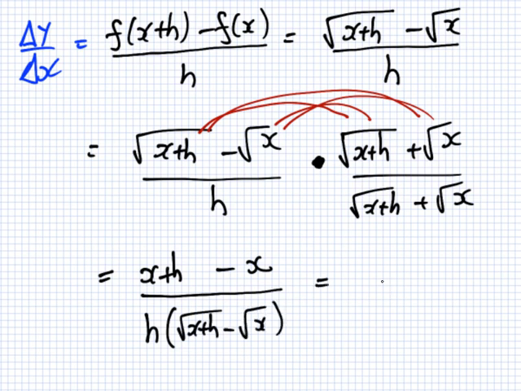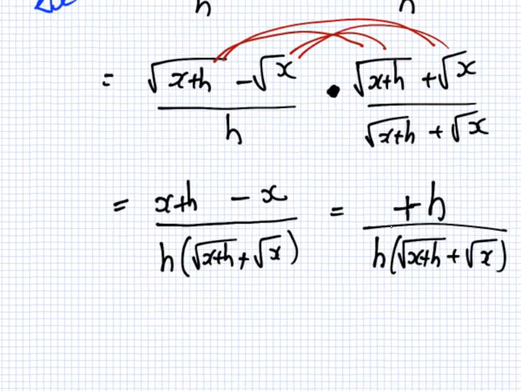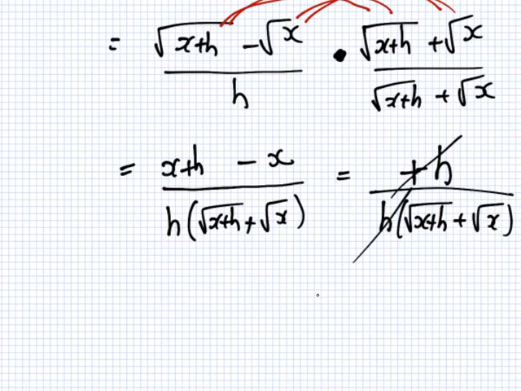On the top, the x's cancel. So you're left with a positive h over h times root x plus h plus root x. Now, this is nice because they cancel. So that's 1 over root x plus h plus root x.